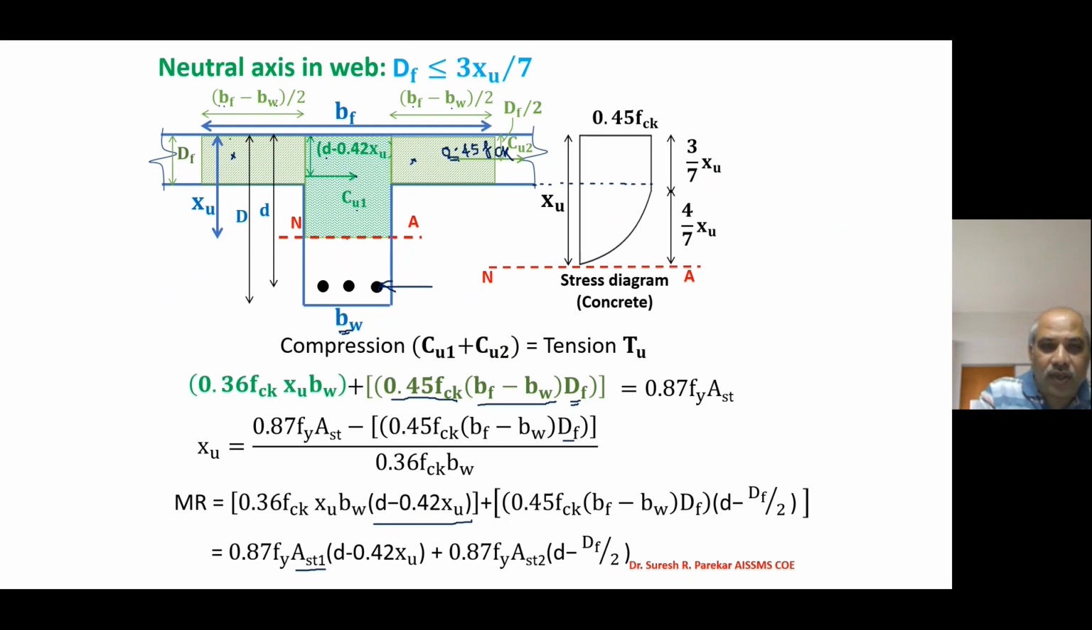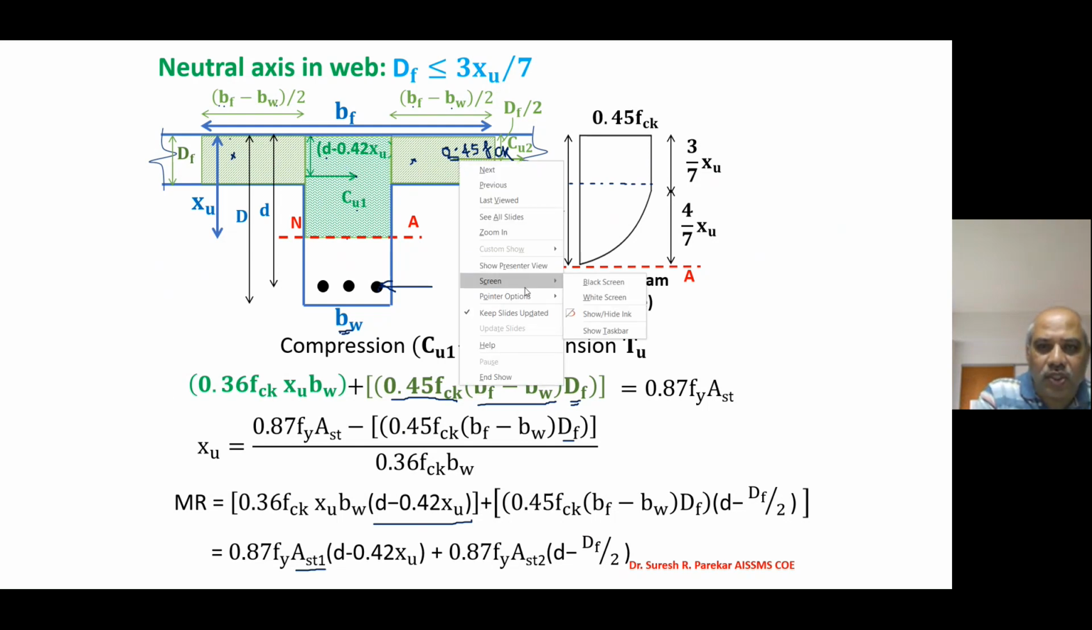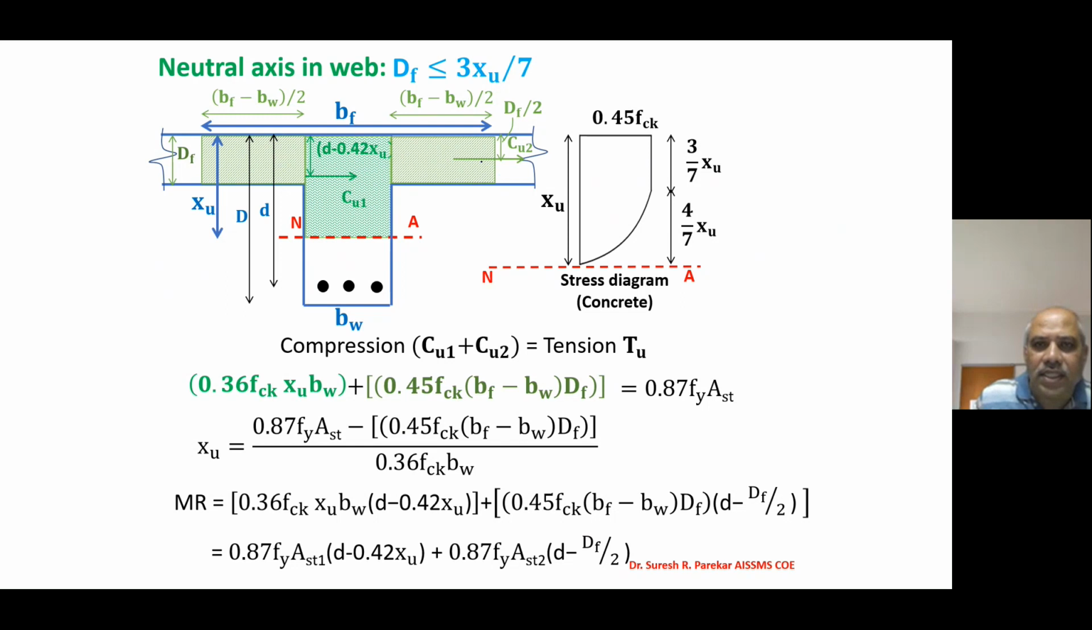You can see this. So if I will rub actually this portion, then you are in position to see this. So now you can have this CU2. Where it will act? It will act at center of this. Means I have this value. If I will mention, I have DF by 2. Then what will be lever arm? So lever arm is between tensile and compressive force. And this will be D minus DF by 2.